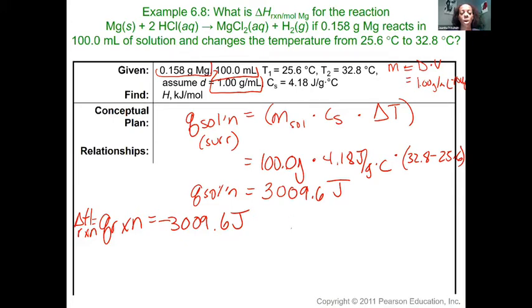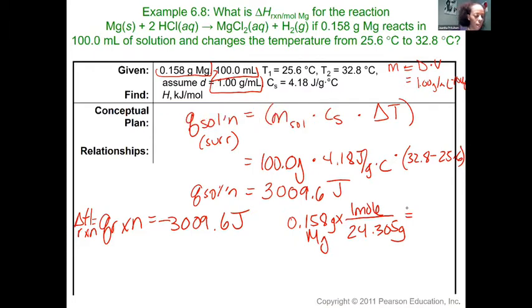And so we can take our 0.158 grams of magnesium, and we will first get that to moles by using magnesium's mass of 24.305 grams is to 1 mole. And so that would give us a total of 0.158 divided by 24.305. And that gets us 0.00650 moles of that substance.